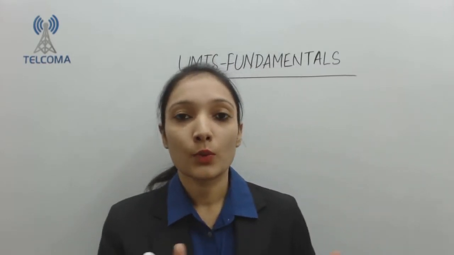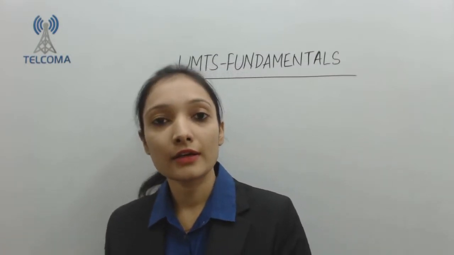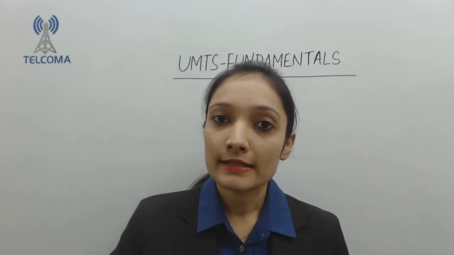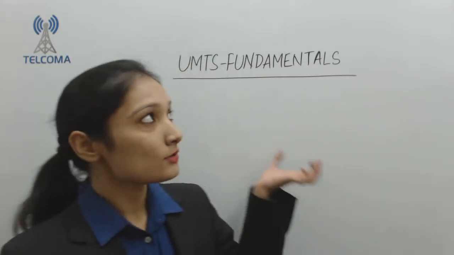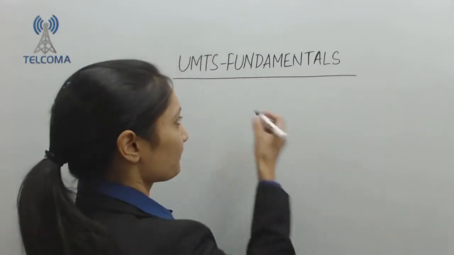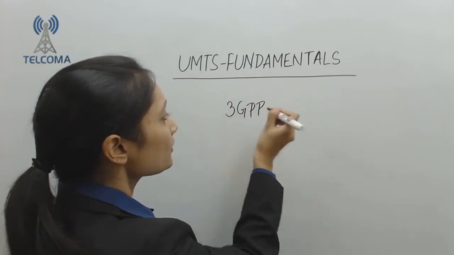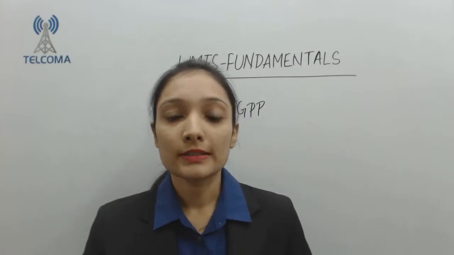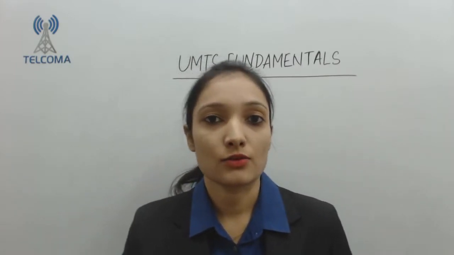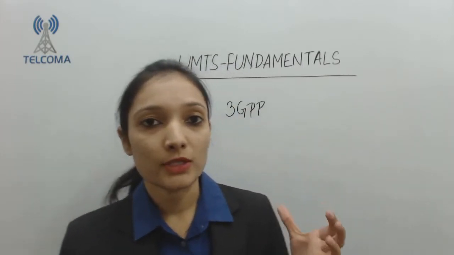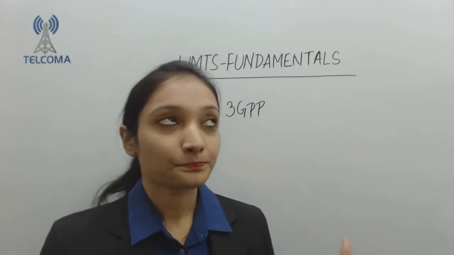Now, as we are moving from one technology to another, like from first generation to second generation, and then third generation of our cellular systems, this third generation of cellular system was developed and maintained by 3GPP, which is Third Generation Partnership Project. This is basically a standardization organization which is working towards the development of a global system.